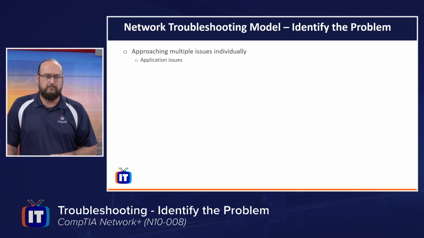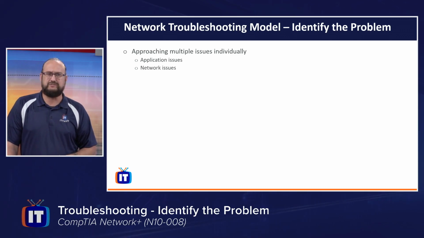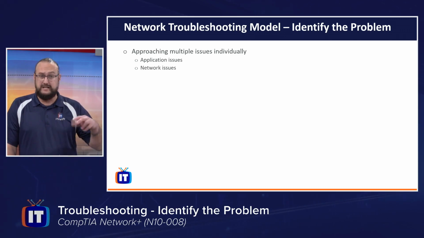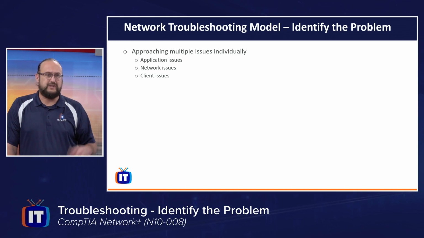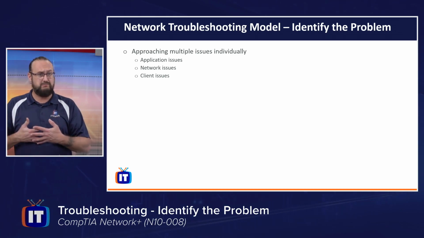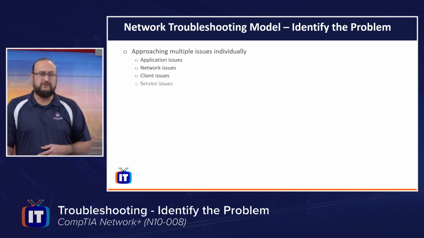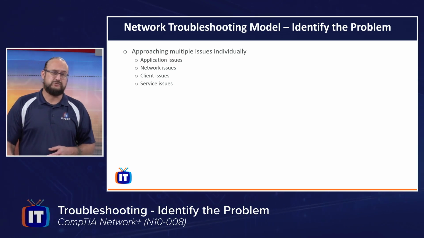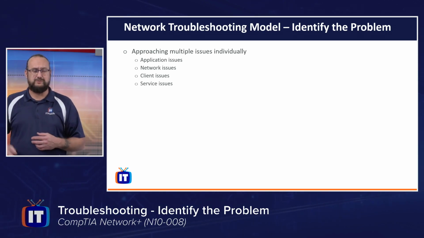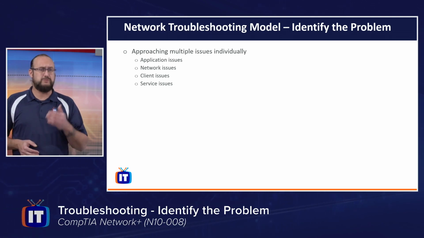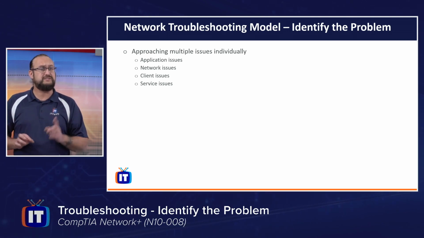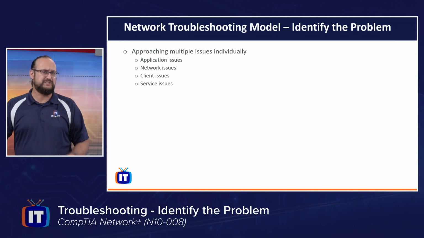It could be more than one problem. Application issues like we've talked about, network issues, and again, it could be both. Network issues and client-side issues, like Ronnie said, might go hand in hand. Other things too, like service issues. Remember, don't just stop with a single thing. When you're identifying a problem, you might have something a little more complex, and it might be more than one issue that's causing that problem.